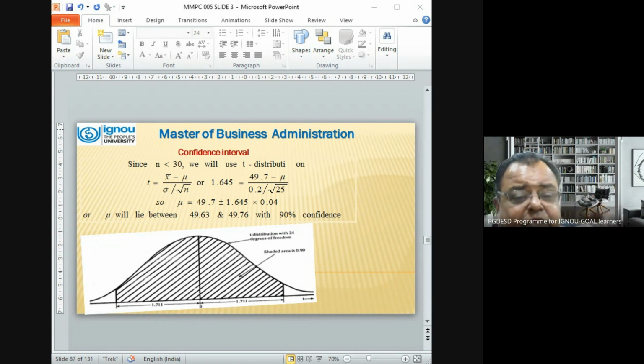So that is why mu will be equal to 49.7 plus minus 1.645. When you are going to calculate it, you will get a value of 49.63 and 49.76. That is with 90% of confidence limit. Okay.